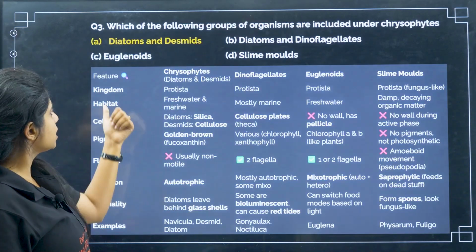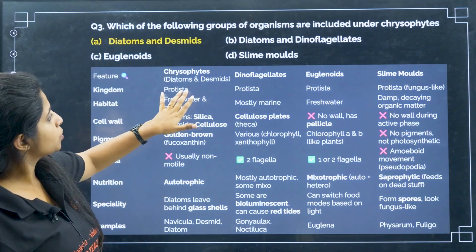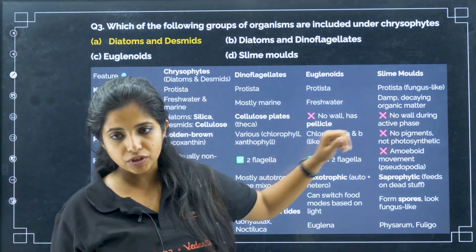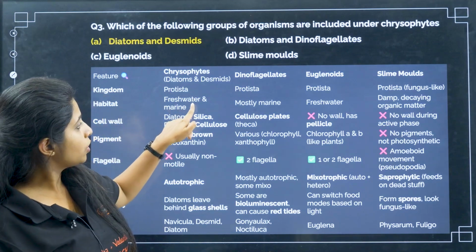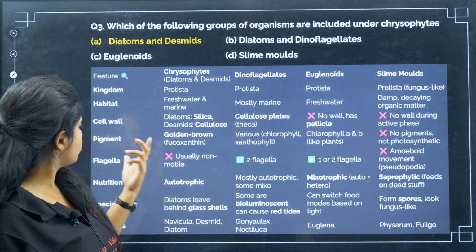Chrysophytes. So kingdom Protista over here. If you see chrysophytes, that is diatoms and desmids, they are Protista. Here also Protista, all of them are Protista only. Habitat, they are found in freshwater and marine. It's mostly marine, some freshwater. Differences are more easy to remember.